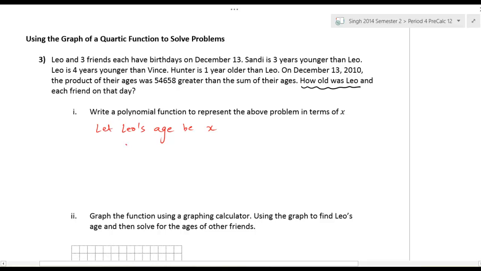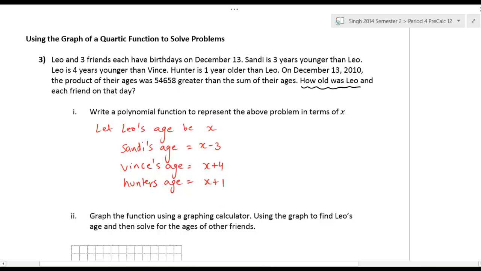If Leo is x years old, then we know that Sandy is 3 years younger than Leo. So we know that Sandy's age will be x minus 3. She is 3 years younger than Leo. We also know that Leo is 4 years younger than Vince, which means Vince is 4 years older than Leo. So we can say Vince's age is x plus 4. And then lastly, we know Hunter is 1 year older than Leo. So we say Hunter's age is x plus 1. So this is all the information that's given to me in the first couple of sentences.